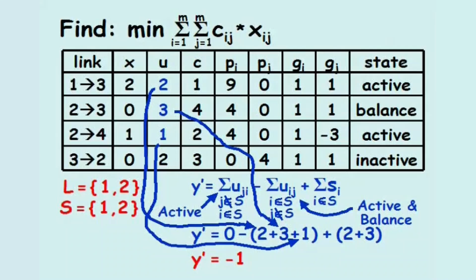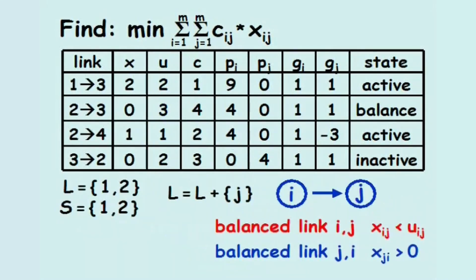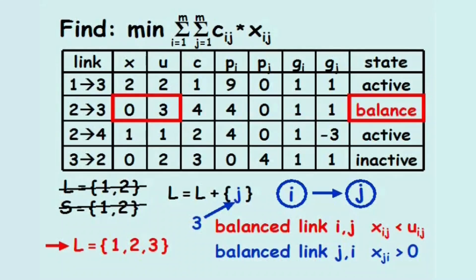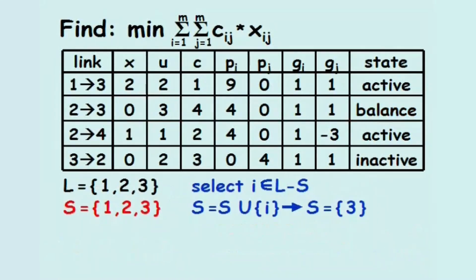Y prime equals -1. Therefore, we'll add a node j to the label set such that the connecting link ij must be balanced and whose flow is less than the maximum capacity, or a connecting link ji which is balanced and whose flow is greater than 0. Node 3 is added to the label set because link 2,3 is balanced and not at max capacity. Node 3 is chosen for variable I, and the direction vector set S now includes node 3.